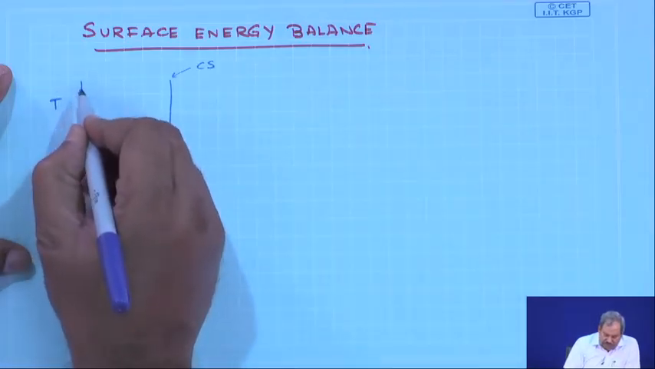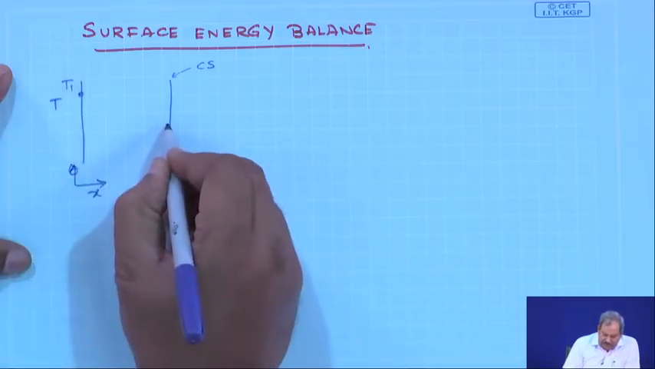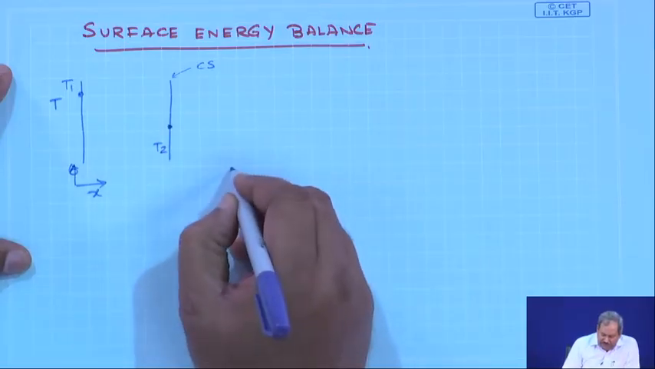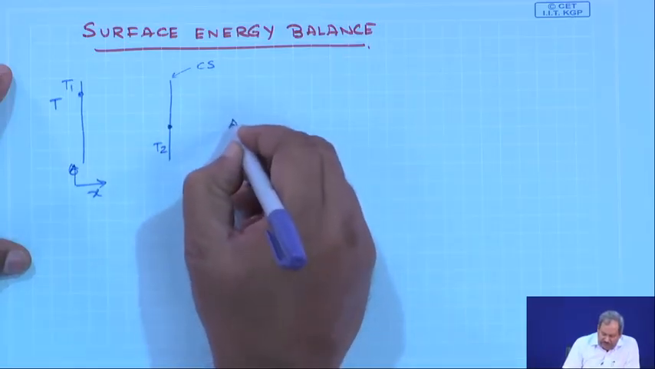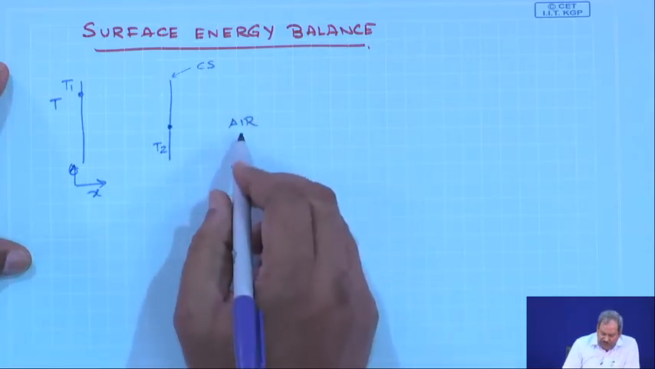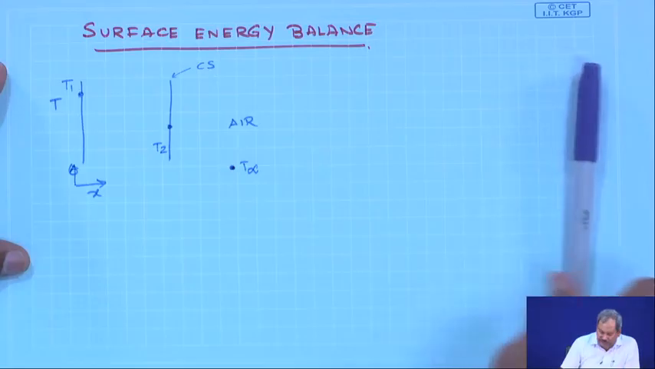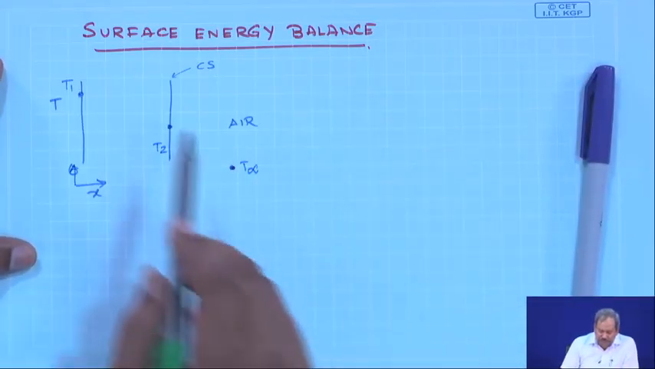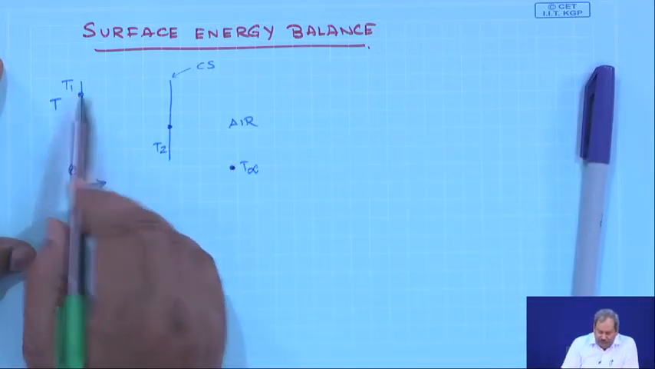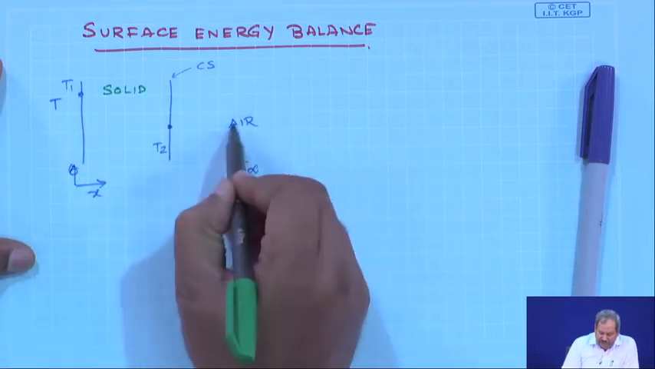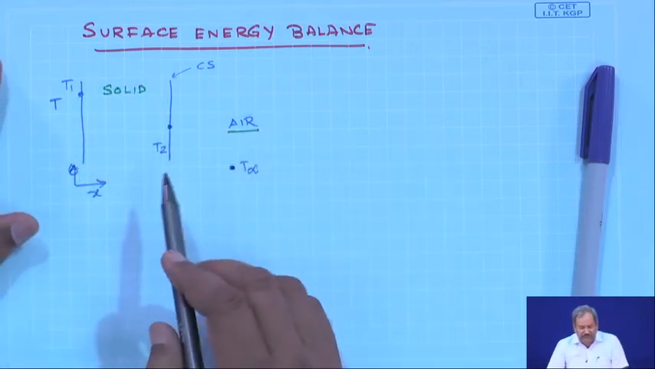So, the temperature is T1 here and the temperature is T2 at this point, and over here it is exposed to an ambient air ambience with the temperature equal to T infinity at this point. So, between this is a solid and here you have air.